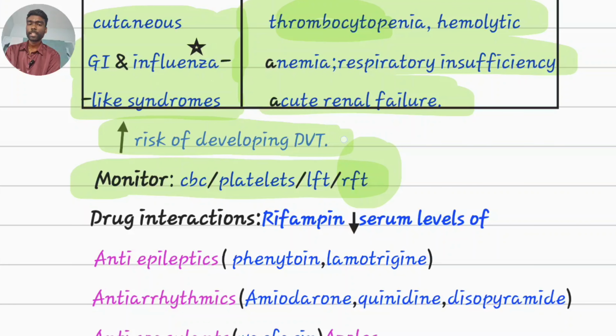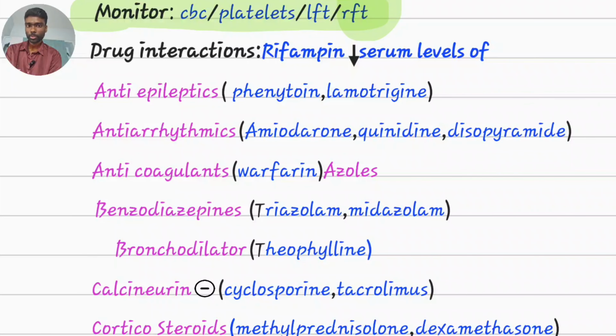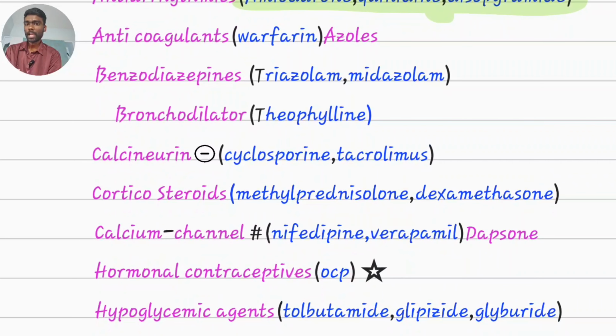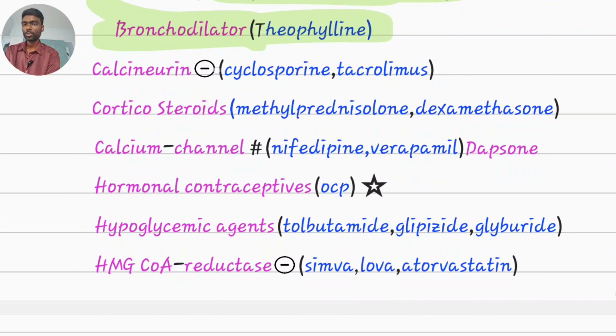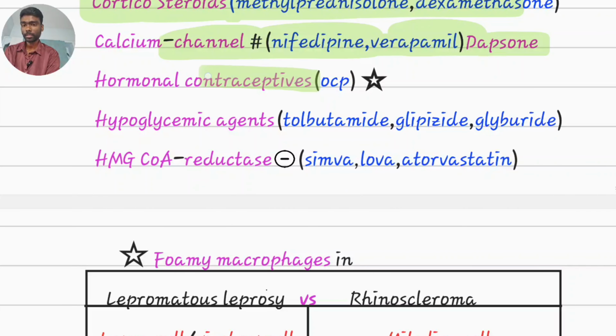Increased risk of deep vein thrombosis. Why? It may reduce the effect of anticoagulants. Mainly, rifampicin, as an enzyme inducer, reduces serum levels of multiple drugs like antiepileptics, phenytoin, lamotrigine, antiarrhythmics like amiodarone, quinidine, disopyramide, anticoagulants like warfarin, benzodiazepines like triazolam, midazolam, bronchodilators like theophylline, calcineurin inhibitors, corticosteroids like methylprednisolone, dexamethasone, calcium channel blockers like nifedipine, verapamil, and dapsone, hormonal contraceptives.